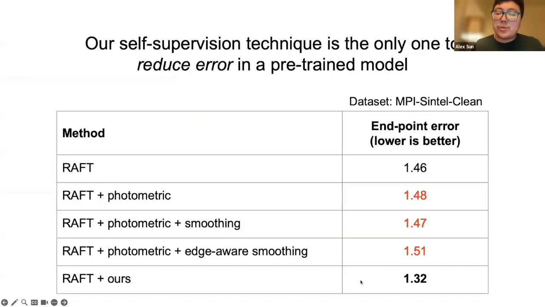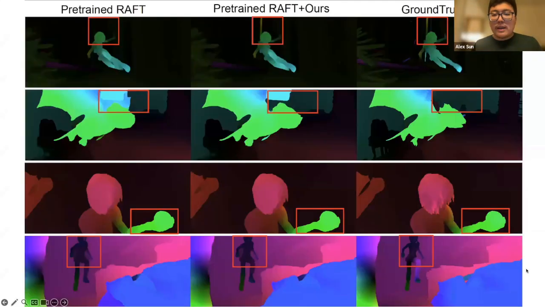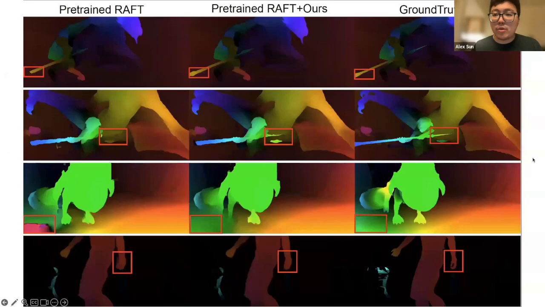Compared with other self-supervised techniques, our proposed framework is the only one that reduces error of a pre-trained model. For example, here we are able to bring down the error of a pre-trained RAFT model by 10% with our self-supervised fine-tuning. And these are some visualizations of the motion estimates produced by our method. As you can see, our method refines the optical flows by completing missing objects and cleaning noisy tracks. And here are some more visualizations.